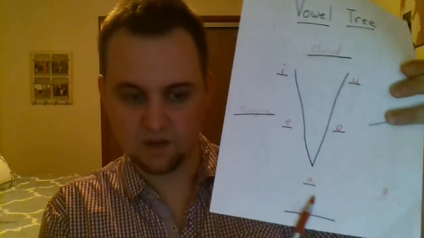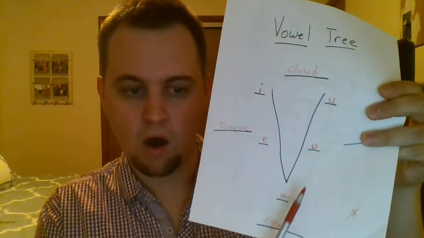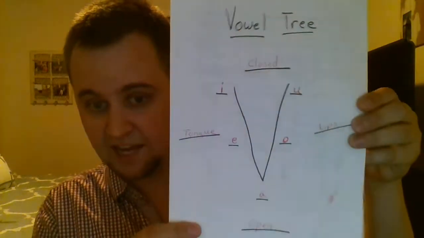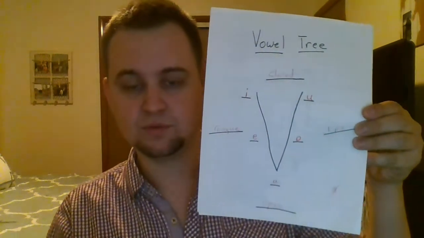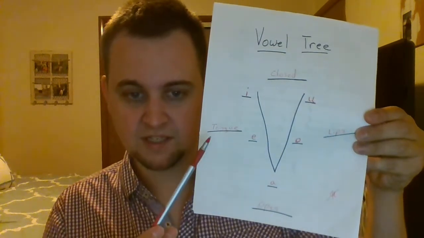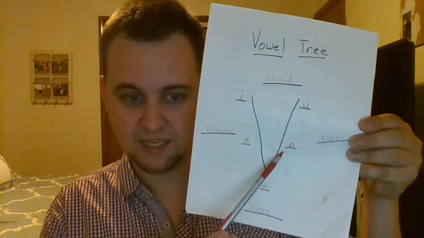These are tongue. Then we start at ah this time, and we go ah, o, oo. And now my lips are what's doing the shaping of the vowel to create that aesthetic value. So this is the vowel tree right here. This is exactly what I'm looking for when you replicate the vowel tree: closed on top, open on bottom, tongue on left side, lips on right side, and then the correct IPA symbol.